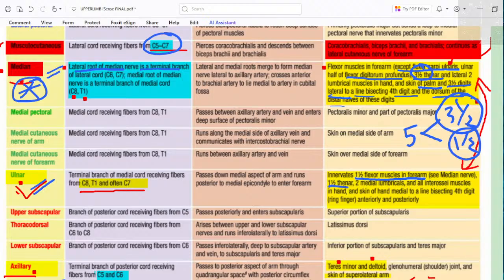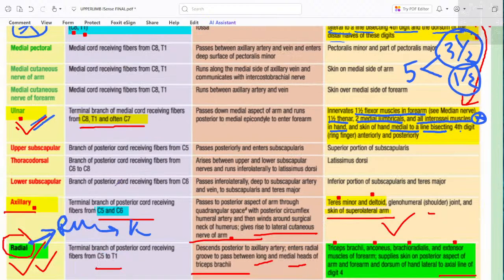They said the lateral two lumbricals are by the median, so the medial two lumbricals are by the ulnar, and all interossei muscles. This is a $1 million question. All interossei muscles in the hand are supplied by the ulnar nerve. And by skin, the ulnar supplies the skin of the hand medial to the ninth digit.